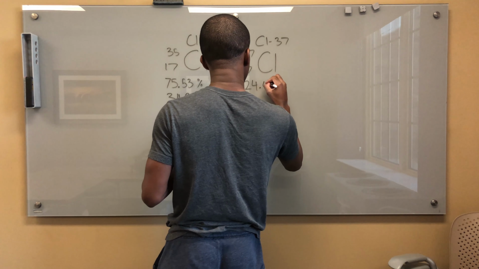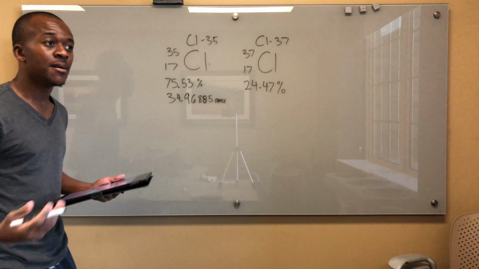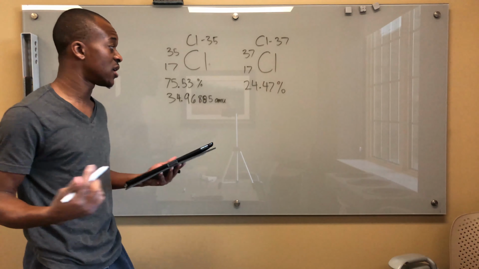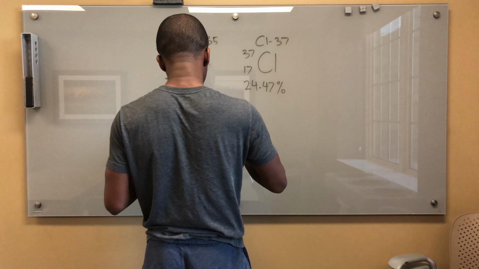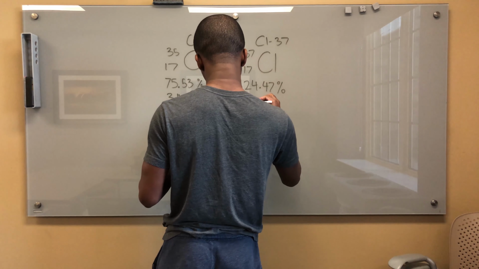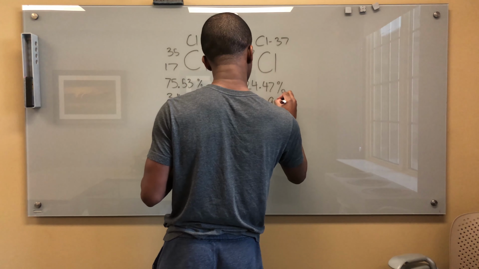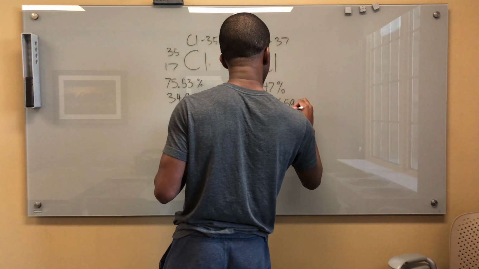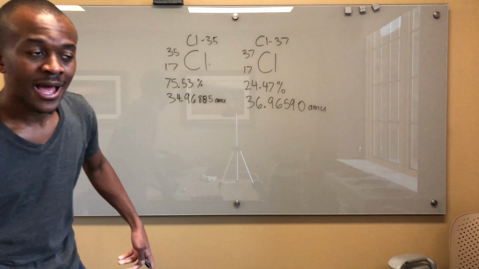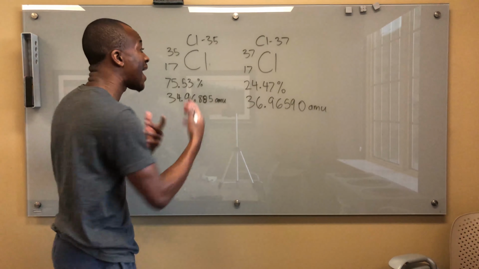Now the other one occurs, of course, 24.47% of the time. These two have to add up to 100 because there are only two isotopes that we're dealing with, so their total percentage has to be 100%. The average mass of this one is 36.96590 AMU.